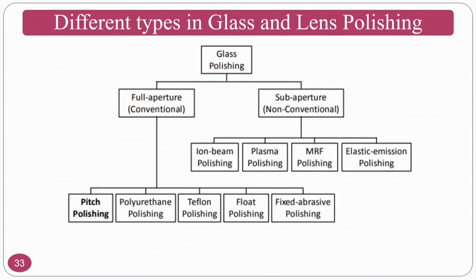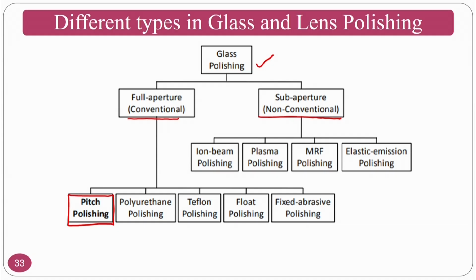Different types of glass and lens polishing. If you see the glass polishing techniques, there are full aperture, that is conventional methods, and sub aperture, non-conventional methods. In the conventional methods, pitch polishing is one of the techniques commonly used. Then there is polyurethane, Teflon polishing, float polishing, fixed abrasive polishing. These are the techniques used in a conventional way. At the same time, in a non-conventional way, ion beam polishing, plasma polishing, MRF polishing, elastic emission polishing will be used. Okay. So there are two varieties, conventional and non-conventional.